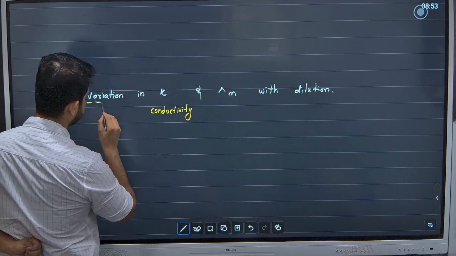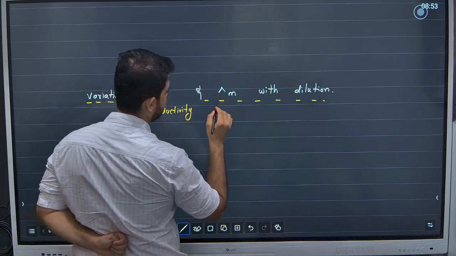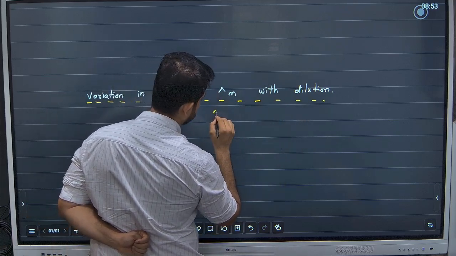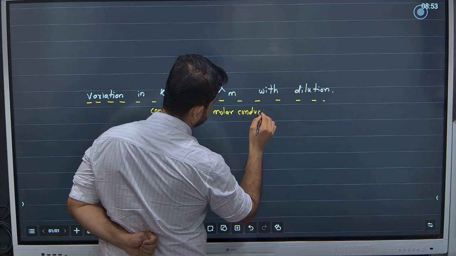चलो, and यहाँ पे lambda m is molar conductivity और molar conductance, कुछ भी बोलो.